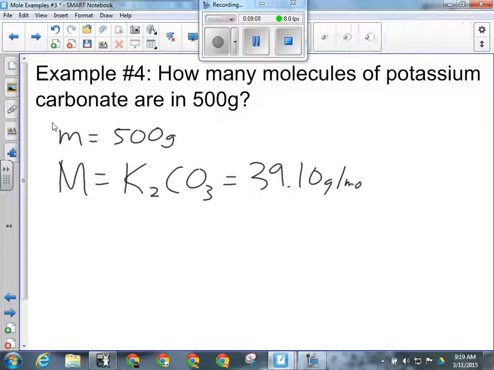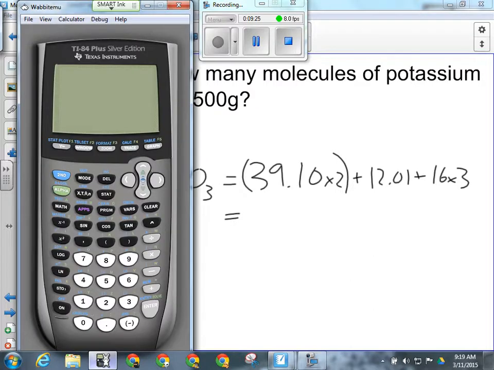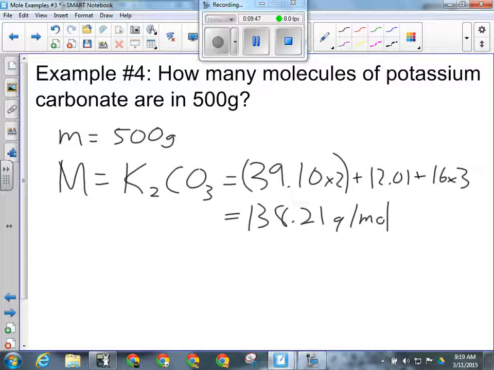Oh, sorry, we got to add that to a few other things here. How many do we got to multiply that by? 2. And then we got to add it to how many carbons? 1. And then how many oxygens? 3. All right, so we're going to have 39.1 times 2, plus 12.01, plus 48. That's 16 times 3. So we got 138.21 grams per mole. All right, so there's our molar mass.